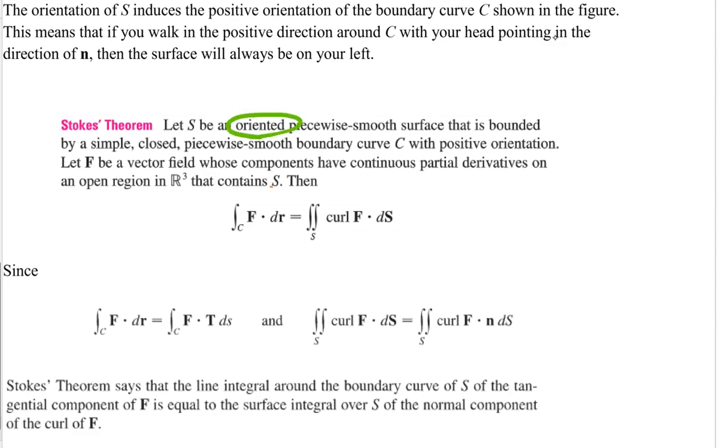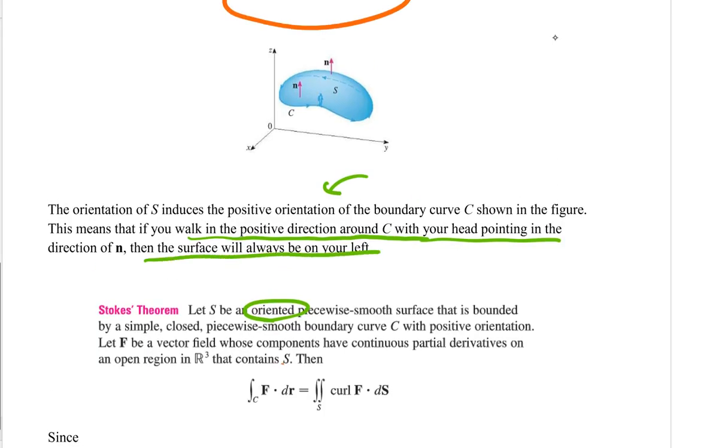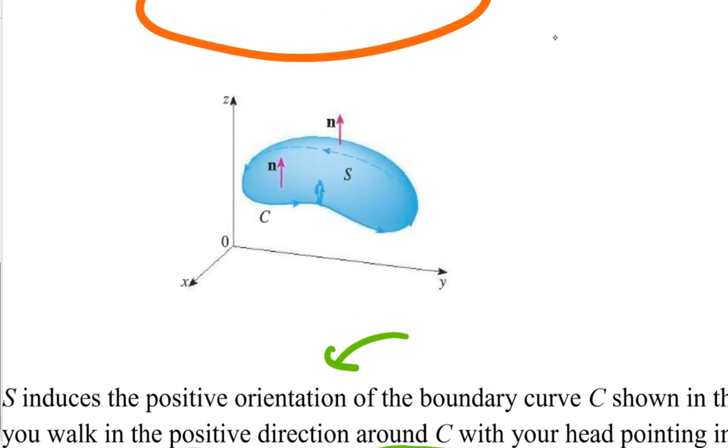Oriented means they discuss orientation of a surface here. The orientation of S induces the positive orientation of the boundary curve. This means that if you walk in the positive direction around C with your head pointing in the direction of N, then the surface will always be on your left. So essentially, you have your boundary curve down here. I'll do it in red. Like that. You have your boundary curve down there. And if you're walking along the surface, there's this little man here. If you're walking along the surface, then the surface is always to your left.